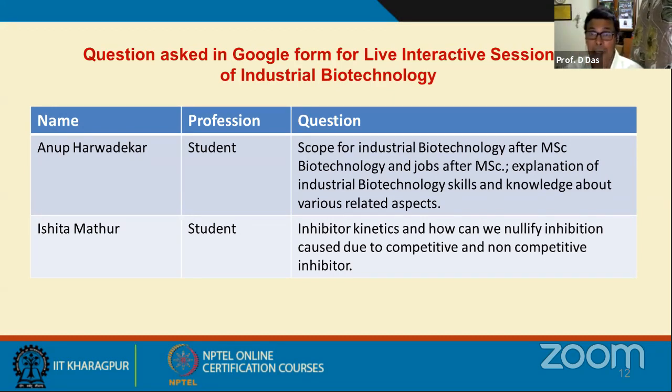This particular inhibition, the competitive inhibitor, is used for the development of different drugs. You should know that, because if you go through a good biochemistry book, you will find how competitive and non-competitive inhibitors are largely used for making medicines in our system. So that is the answer that we have. With that, I come to the end of the questions I have received so far.